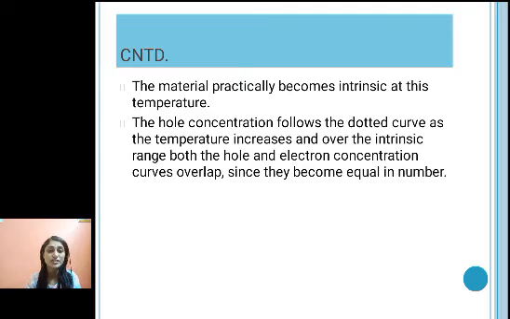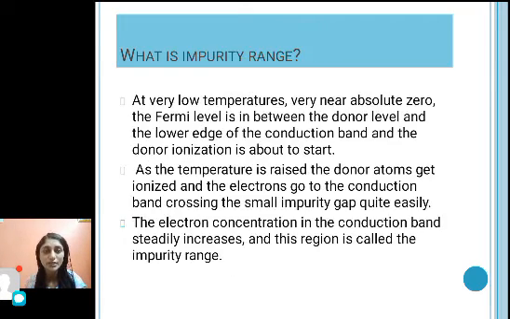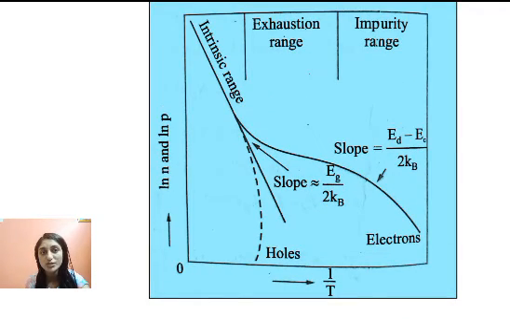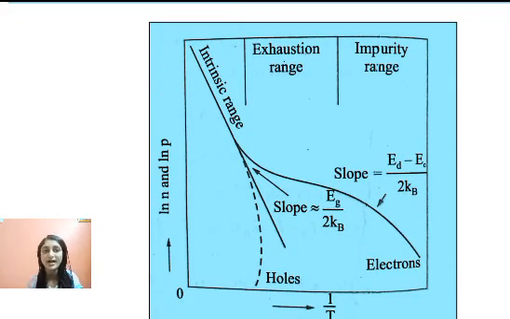In intrinsic range, whatever conduction is taking place is because of the breaking of covalent bonds. That happens in the case of an intrinsic semiconductor, and that is how the name intrinsic range is given. So the material practically becomes intrinsic at this temperature, meaning it becomes pure. It acts as a pure semiconductor in this particular range. The electron concentration follows the dotted curve. You can see here in the graph how the concentration goes up. In the intrinsic region, you can see there is a straight line graph. Of course, holes follow this dotted curve.